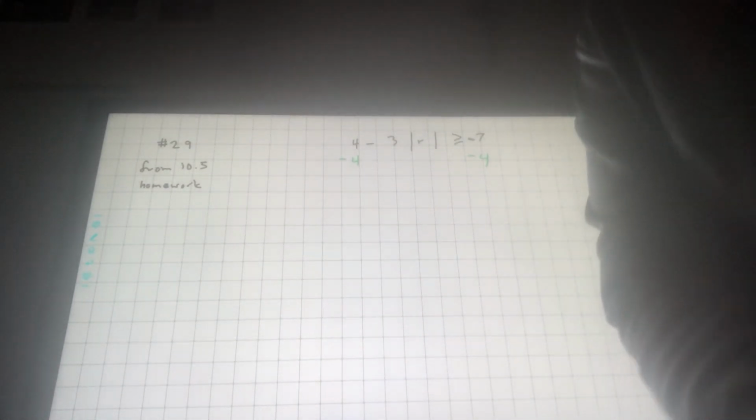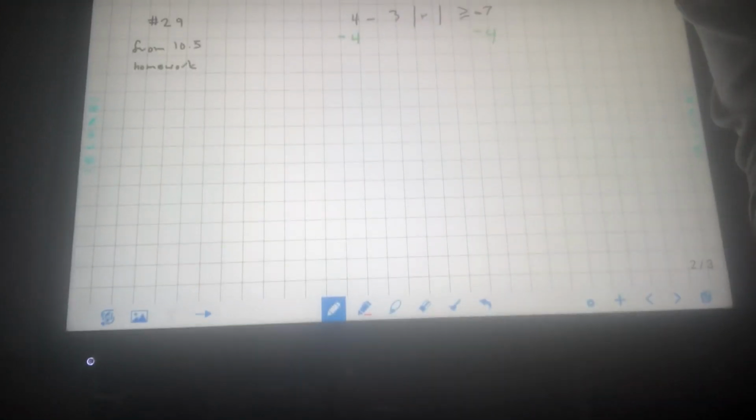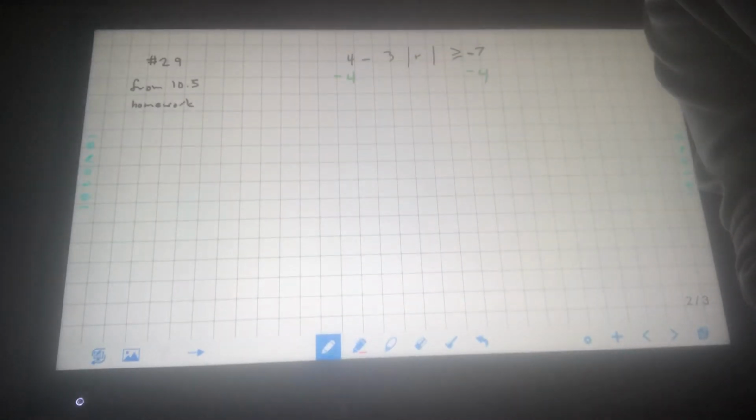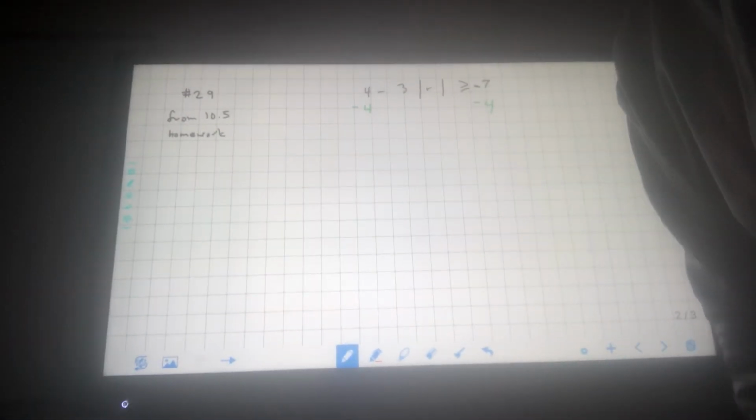All right, guys, I apologize. Mr. Smith gave me a call. I know why that's not working. Mr. Smith gave me a call while I was working on that, so I'll have to work on the privacy setting next time. All right, so here we have number 29 from the homework.